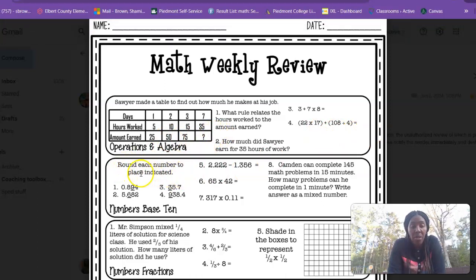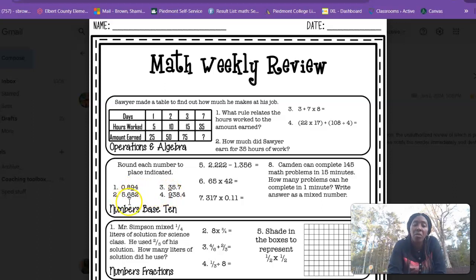Tuesday says round each number to the place indicated. So you would just round 0.894 to the nearest hundredth, because this is a decimal. These are all decimals. So if you rounded this number to the underlined place value, then this 4 would tell this 9 to rest. So this 9 would stay a 9. So my answer would just be 0.89. And then this last number would be a 0, so you don't have to put the 0. So 0.89, because you rounded to the nearest hundredth. So this 9 would just stay the same.